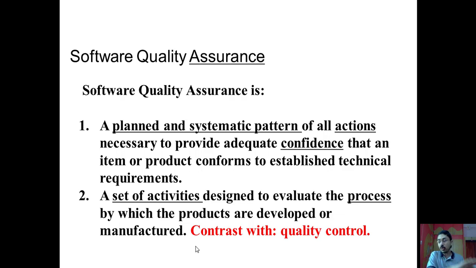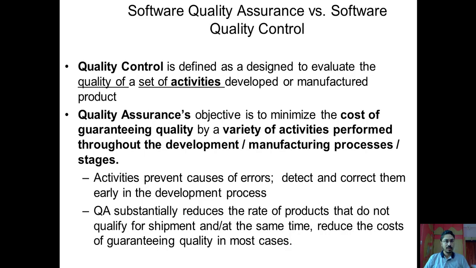It is different from quality control. Quality control is a different thing. Now we will see the difference between quality assurance and quality control. We know what quality assurance is. Quality assurance is nothing but the set of processes through which we can gain confidence that whatever comes out through that process will be of good quality.